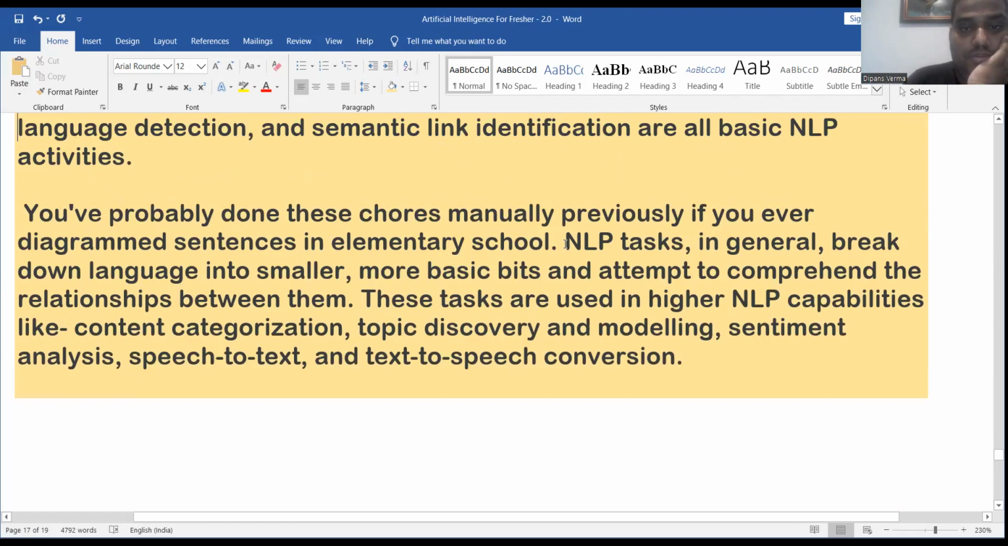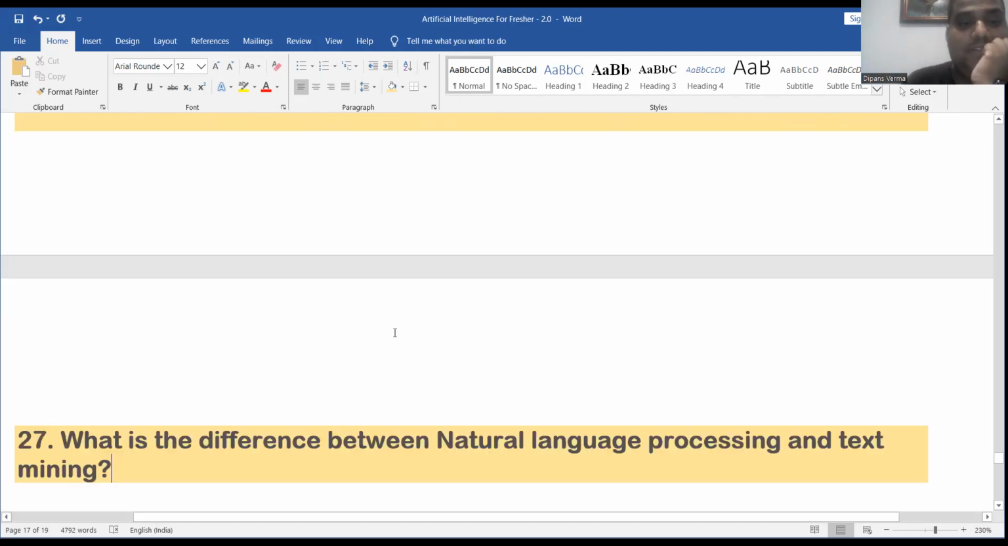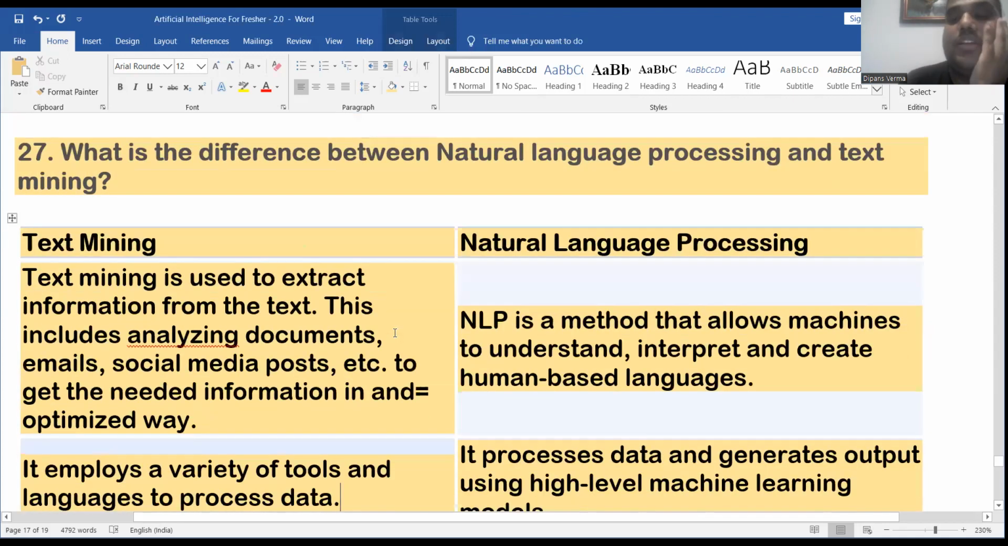In school, NLP tasks in general break down the language into pieces to comprehend the relations between them, and these tasks can be things like content categorization, topic discovery and modeling, sentiment analysis, speech-to-text, and text-to-speech conversion. What is the difference between natural language processing and text mining?